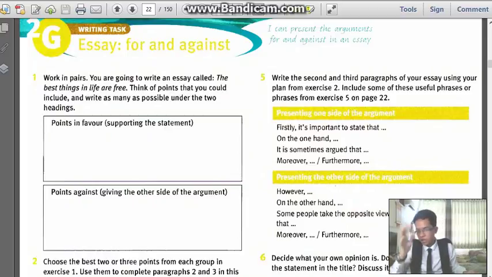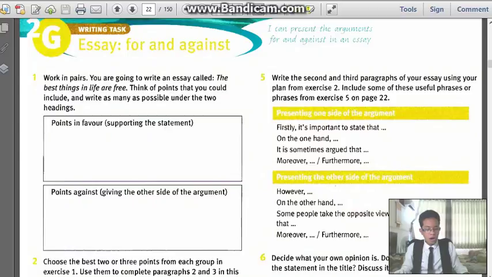Think of the points that you could include. I have prepared this before, so I'm going to share some of the points that I may include in my writing because I have written it before too. Later I'm going to read it to you, so you can know what the form of the essay is like, and you're going to know how to write it too. So don't be afraid. Everything's going to be fine.